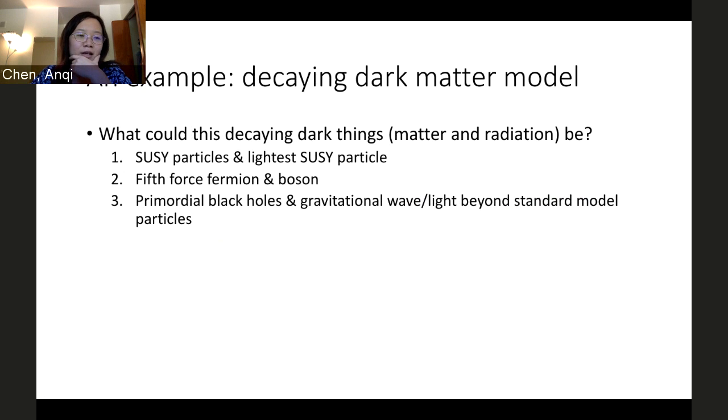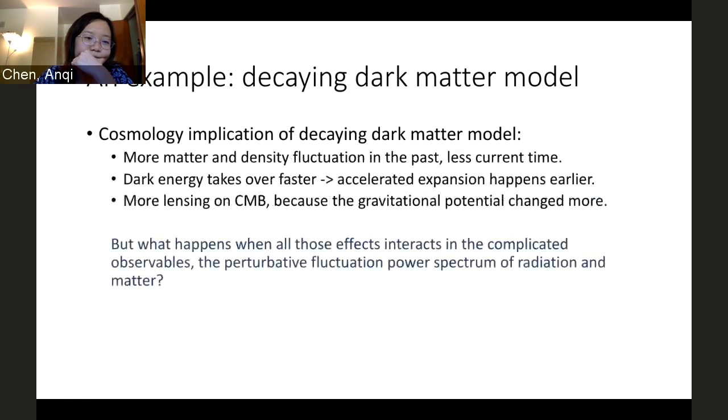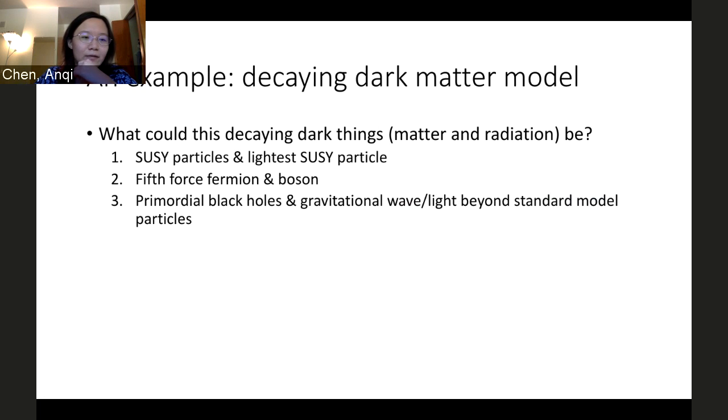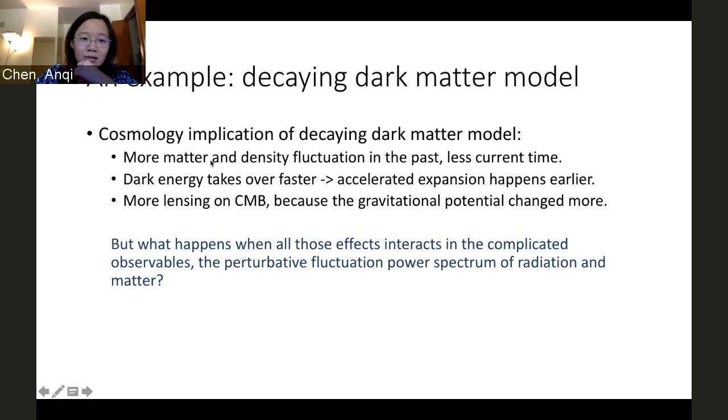So these are some physical candidates of this decaying dark matter. But the cosmology implication of the decaying dark matter model actually doesn't care about the nature of this decaying dark matter. It just tells us there is more matter and matter density fluctuation in the past and less at current time, which is a slight anomaly we observed recently. And in the late universe, dark energy takes over faster, so the accelerated expansion happens earlier.